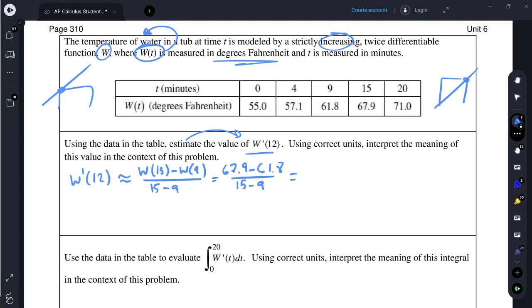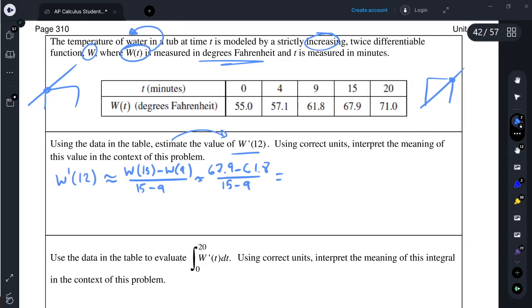And when you type this into your calculator, I'm going to change these to approximately, we get 1.017. And the units are going to change from degrees Fahrenheit to degrees Fahrenheit per minute because we're approximating a derivative, so we're going to add on that per time.